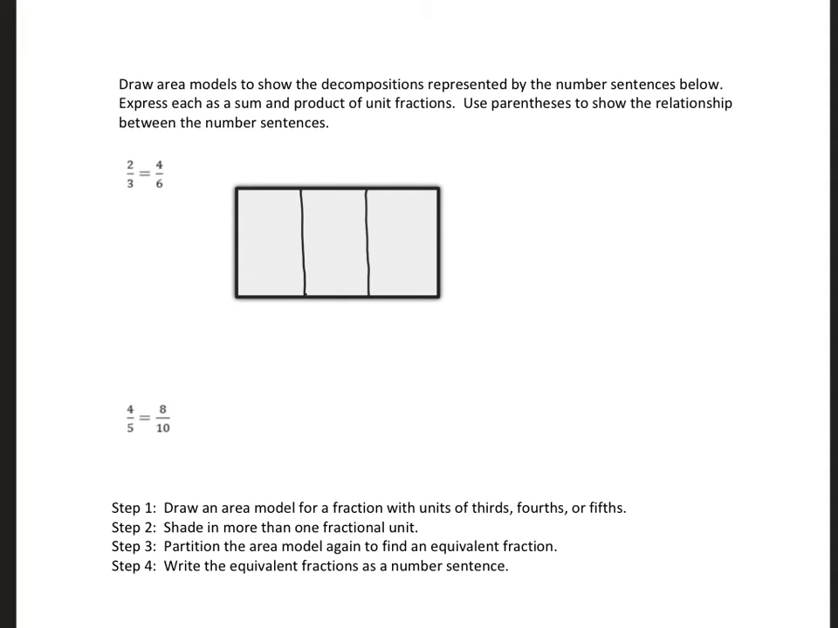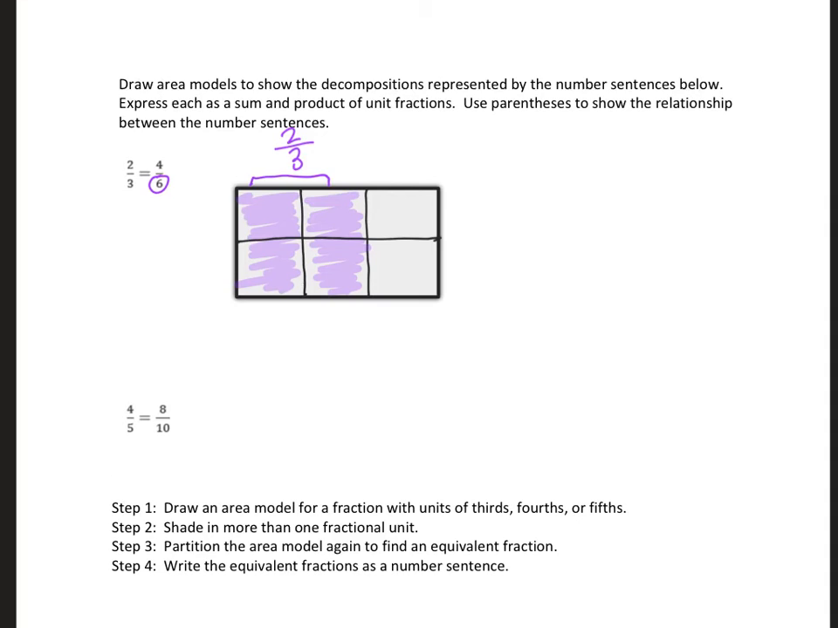Okay. I'm going to shade in 1, 2. All right, and that shows 2/3. Okay, now I need to make it have 6 pieces when I draw horizontal lines, because the denominator in the equivalent fraction is 6. So if I split this in half, now I have 2 rows and I have 6 total pieces.